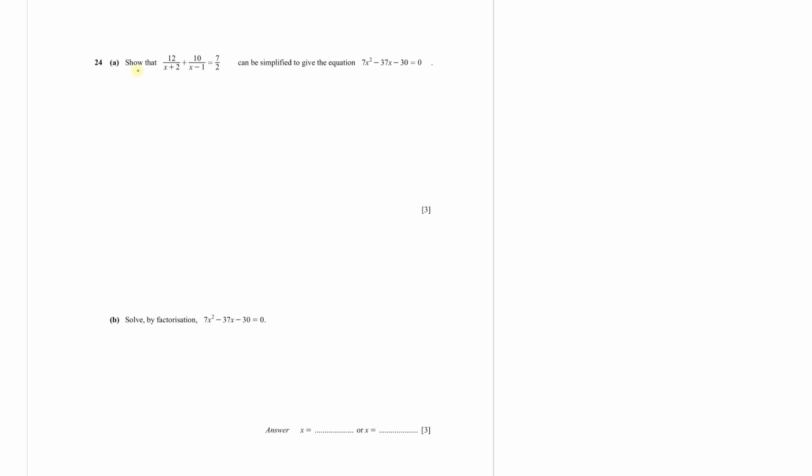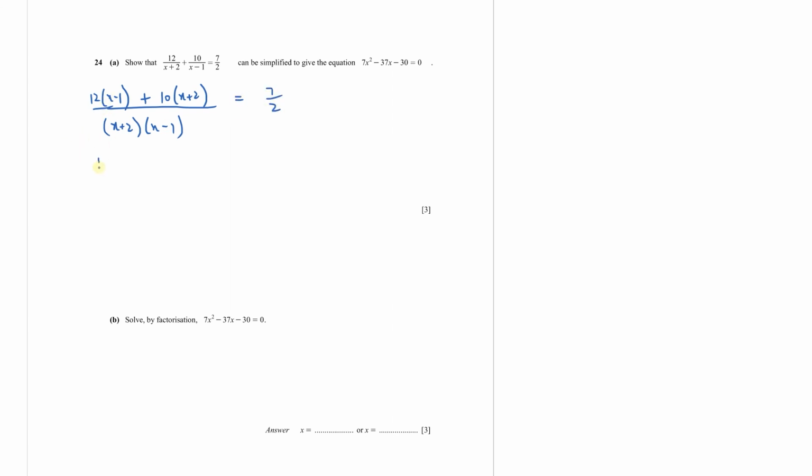So the next question is, show that this equation can be simplified to the given equation 7x squared minus 37x minus 30. So I can take the LCM of these two, which will be x plus 2 times x minus 1. So this 12 will be multiplied by x minus 1. So 12 into x minus 1 plus 10 will be multiplied by x plus 2 equals 7 over 2.